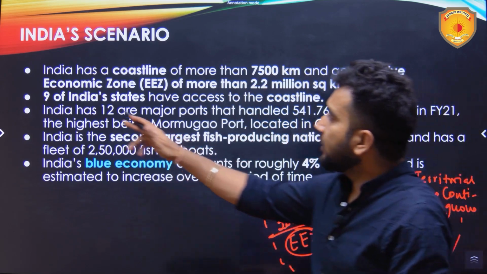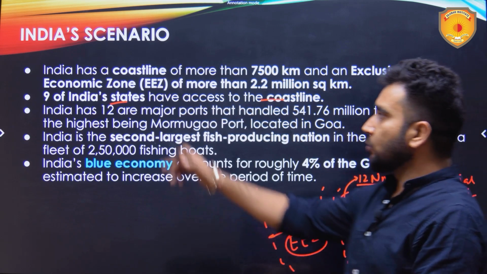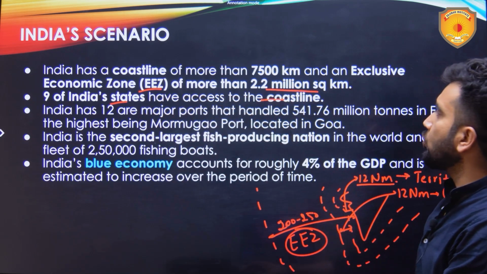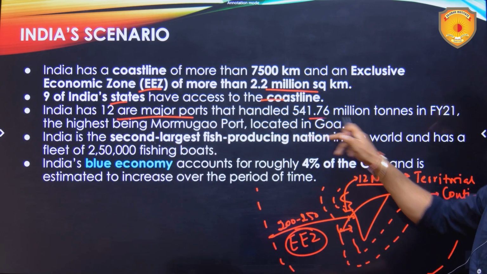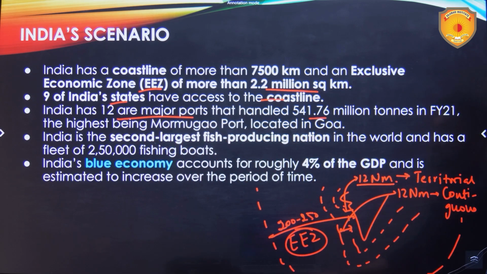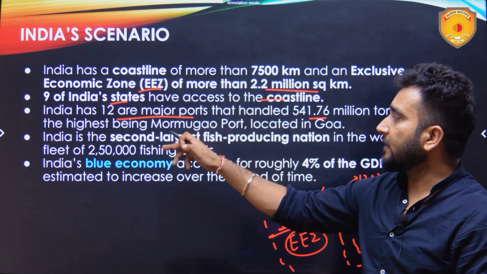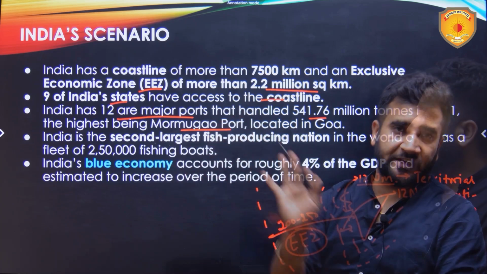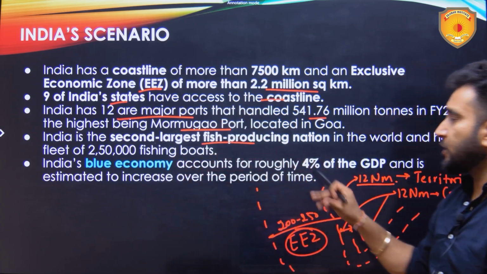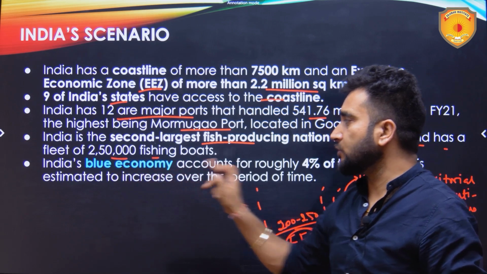Now, 9 of India's states have access to the coastline. Exclusive economic zone of more than 2.2 million square kilometers. 12 major ports are there, handling 541.76 million tons, and the highest cargo was handled by the Mormugao port in Goa. Minor ports are many. India is the second largest fish producing nation after China in the world and has a fleet of 250,000 fishing boats.